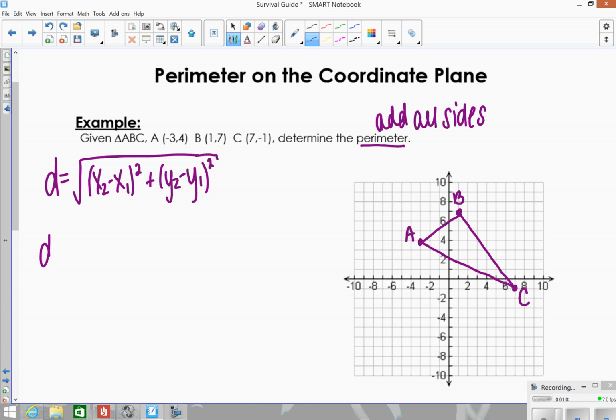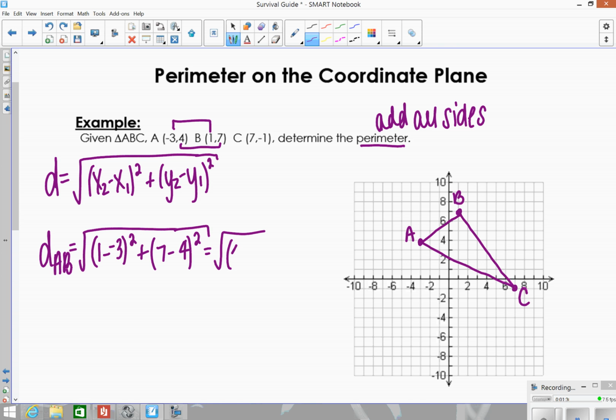You've got to find the distance of segment AB. So when we go to plug that in, it's going to be 1 minus negative 3. Remember that the order that you subtract these doesn't really make a difference. You just have to make sure you're consistent. So if I do second minus first, then just make sure you do the second minus the first for the y's. So 1 minus negative 3 plus the change in y's, 7 minus 4.